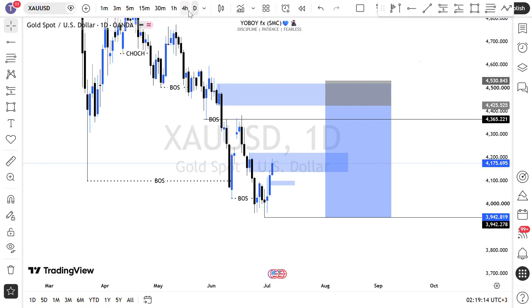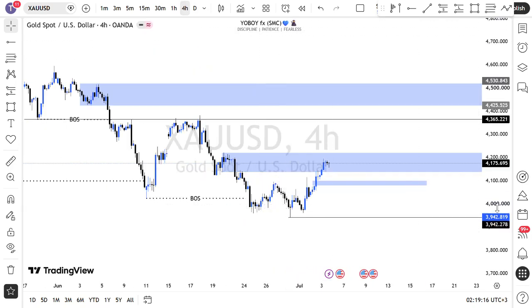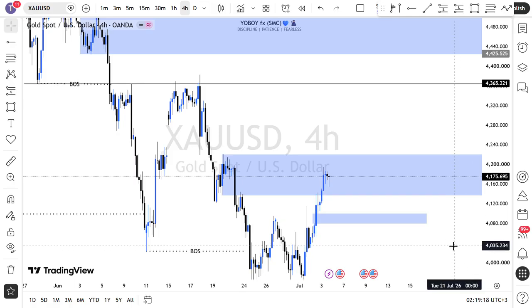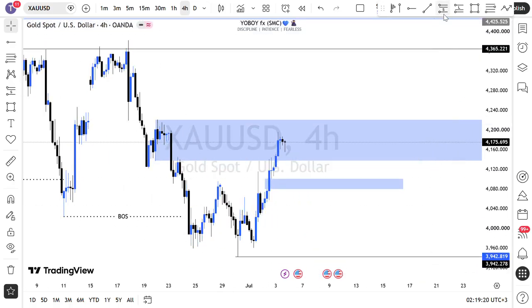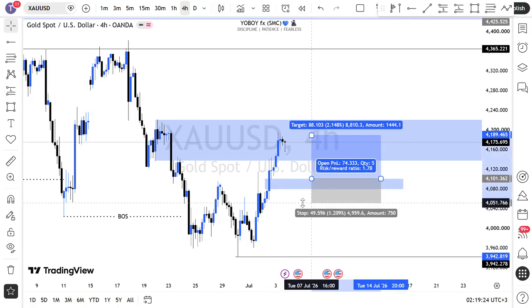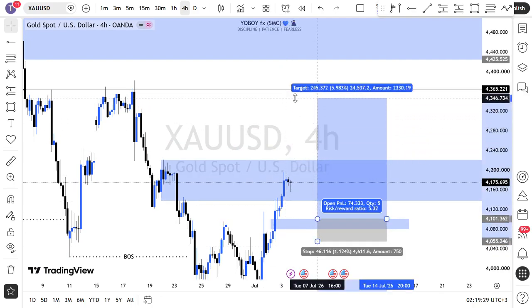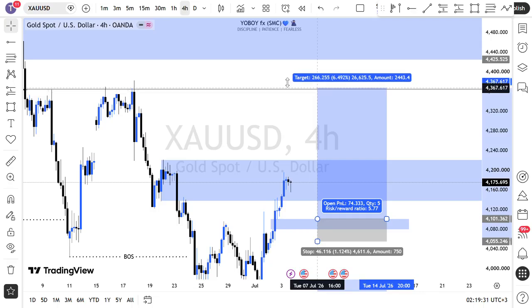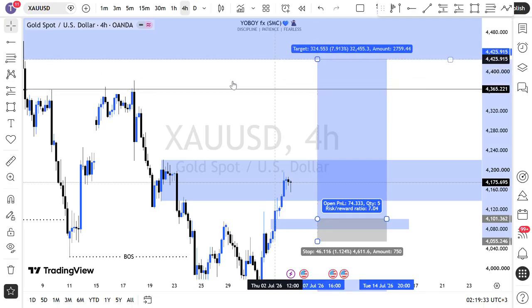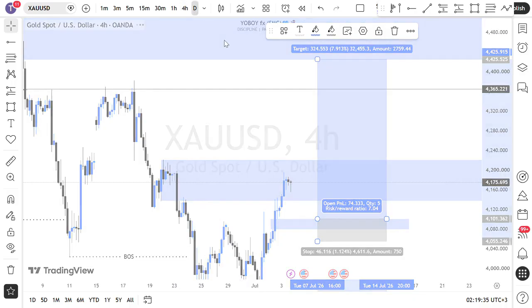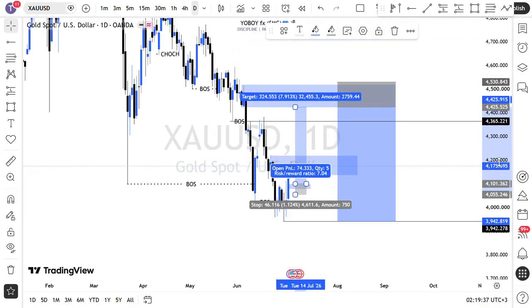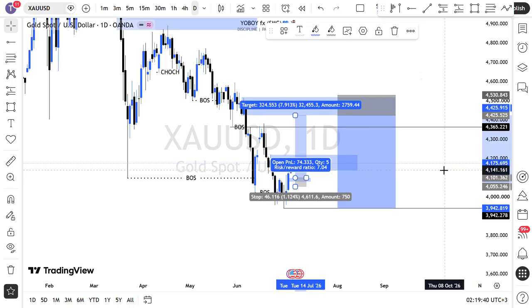So the coming week, my view on gold, let us look for buys from that area. Stop loss below this low here, and then we target this area as our first target, and then also target this daily order block as our overall take profit. So that is my view on gold, guys.